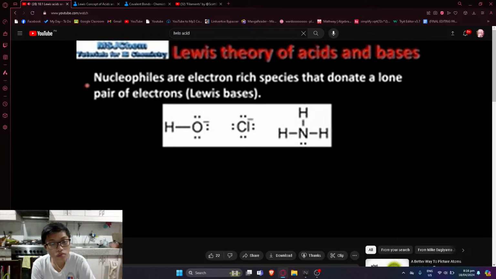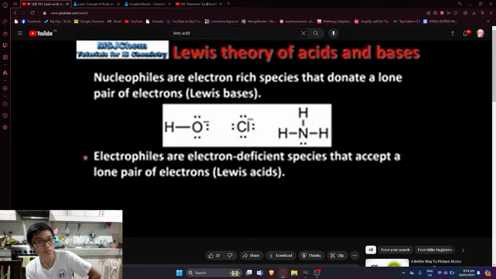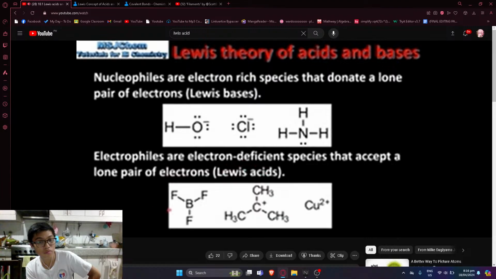And finally, we look at nucleophiles and electrophiles. Nucleophiles are electron-rich species that donate a lone pair of electrons. They are Lewis bases. Here we have some examples of nucleophiles. We have the hydroxide ion, the chloride ion, and ammonia. Electrophiles are electron-deficient species that accept a lone pair of electrons. They are Lewis acids. And here we have some examples of electrophiles. We have boron trifluoride, the carbocation, and the copper 2+ ion.